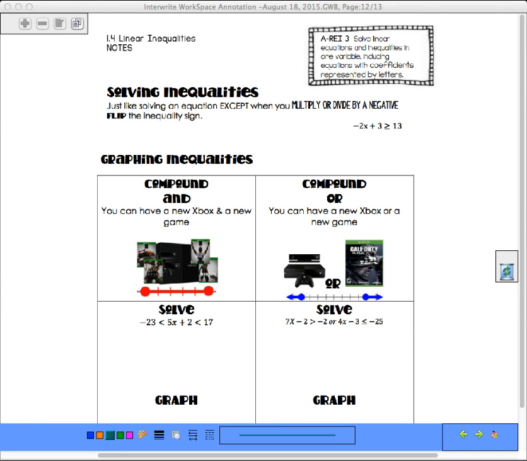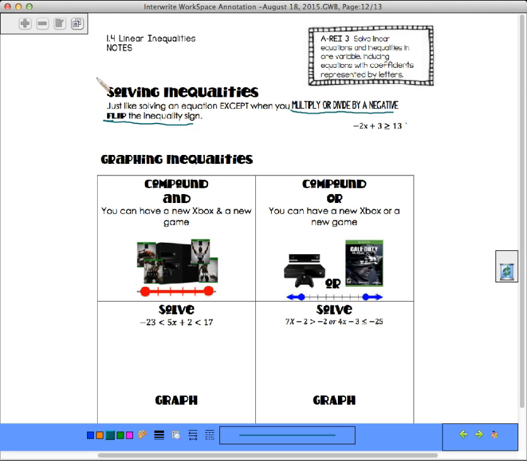All right, today we're going to be talking about 1.4, solving linear inequalities. Solving linear inequalities is just like solving equations. The only difference is instead of an equal sign, you have an inequality sign. And if you multiply or divide by a negative, you have to flip the inequality sign. So that is super important and easy to forget. So let's underline it. You need to multiply or divide by a negative. You have to flip the sign, flip the inequality sign.